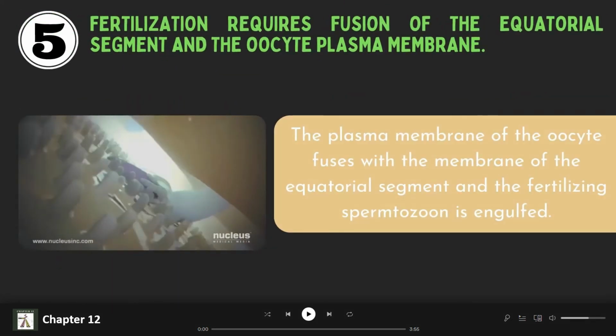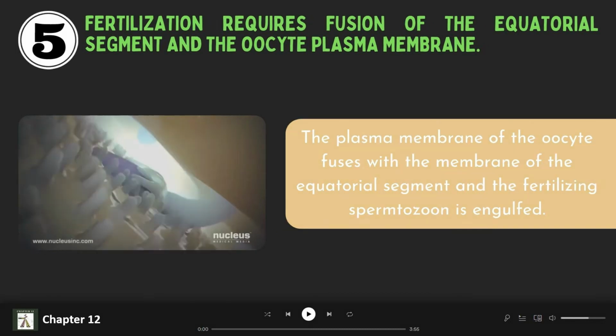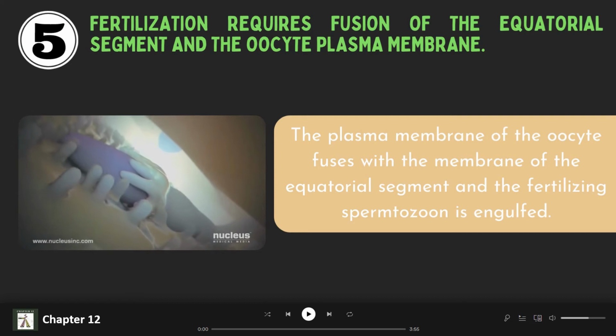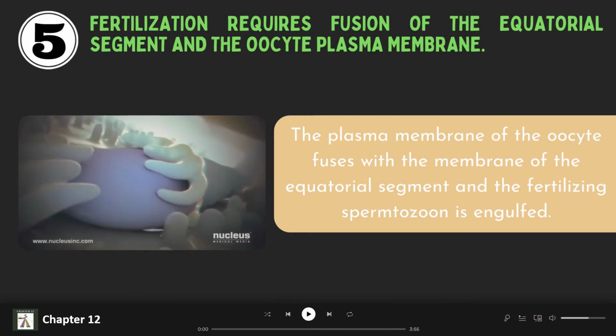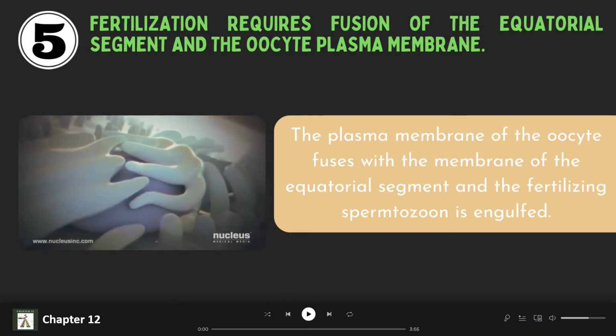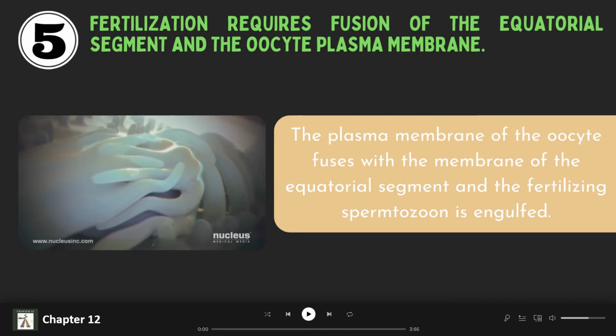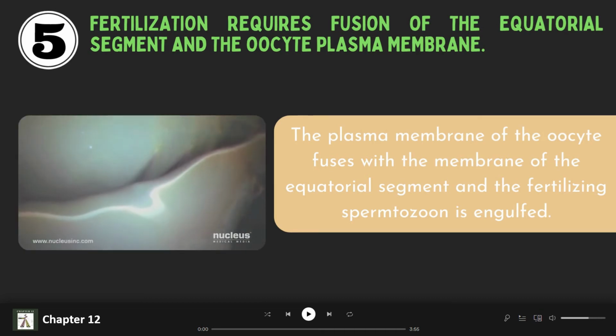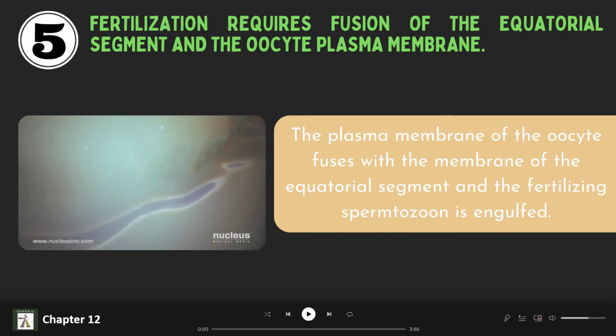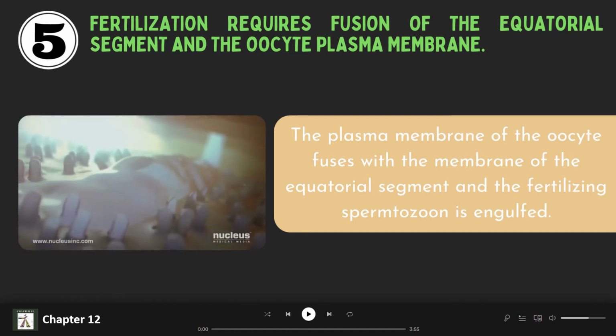The fifth sequence is the fusion of the equatorial segment and the oocyte plasma membrane. When the spermatozoon completely penetrates the zona and reaches the perivitelline space, it settles into a bed of microvilli formed from the oocyte plasma membrane. The plasma membrane of the oocyte fuses with the membrane of the equatorial segment and the fertilizing spermatozoon is engulfed.